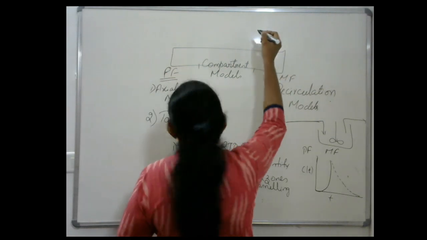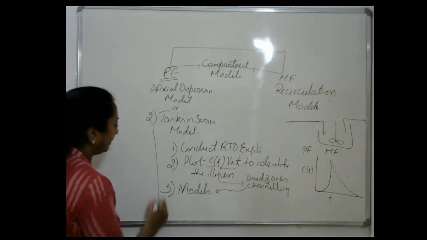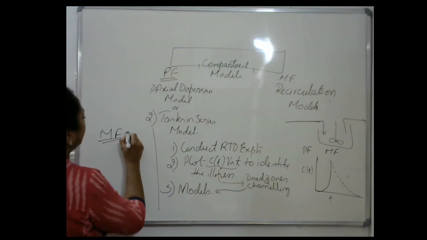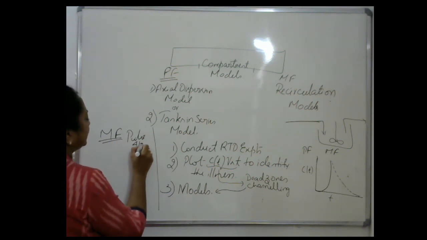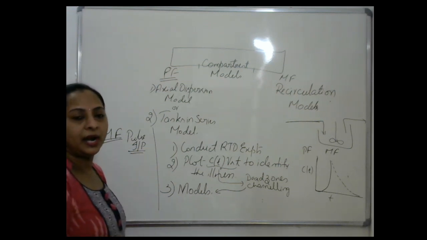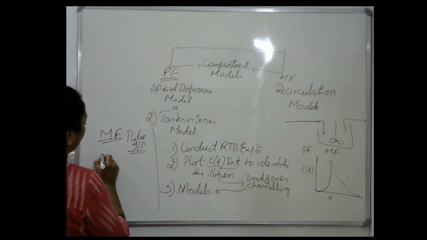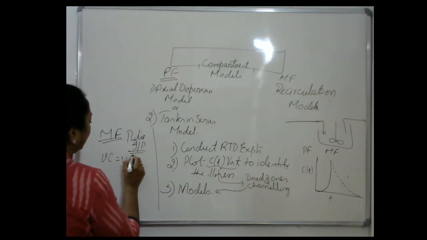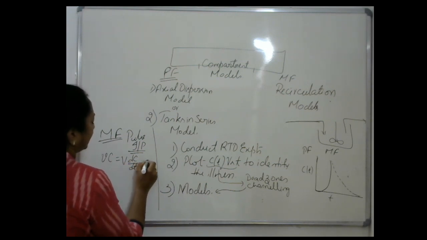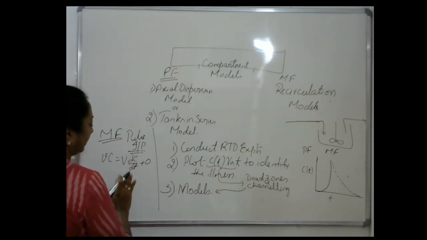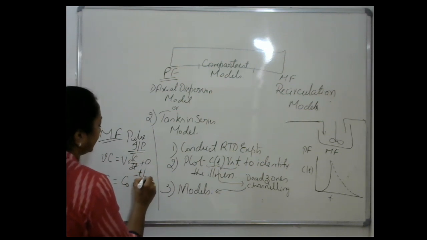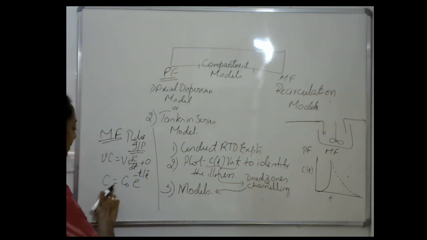Suppose, let me give one example where there was an MF and there was a pulse input for the tracer. For this you had developed an equation. Input is equal to output plus accumulation: V into C is equal to V into dC by dt, where accumulation is 0, and you had developed C is equal to C naught e to the power of minus t by t bar. You had developed one equation like this.